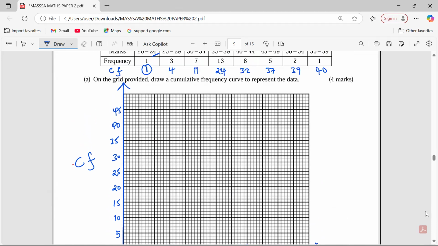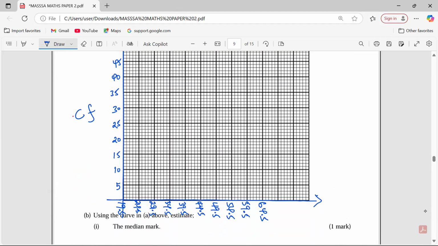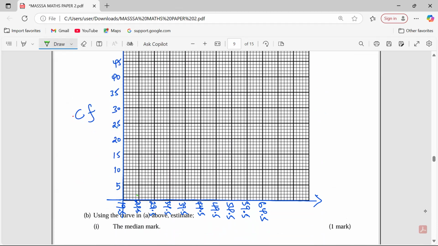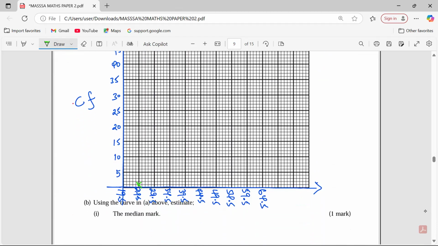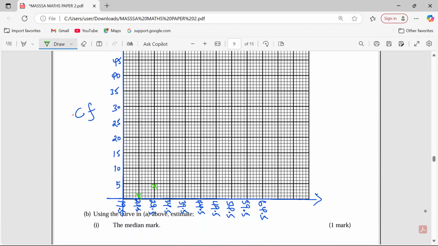So 1 against 24.5. Let me use a different color there, this green. So 1 is at this point. Then 29.5 against 4. 4 is somewhere there below 5. After 4, we go to 11, just above 10.